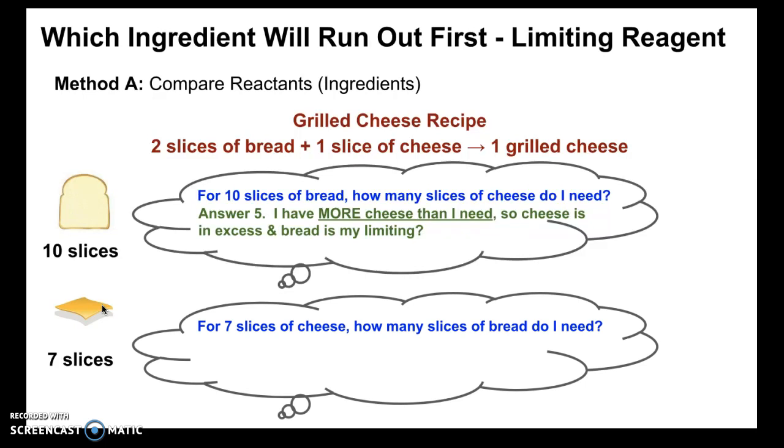You could alternatively do this by focusing on the cheese instead of the bread and say, well, for the 7 slices of cheese, how many slices of bread do I need? And according to your recipe, 1 slice of cheese is 2 slices of bread, so that's double the amount. So that would mean for 7 slices of cheese, you need 14 slices of bread. All right, you need 14. Go back, see how much you have. You only have 10, so that tells you the bread is going to run out first. The bread is your limiting.